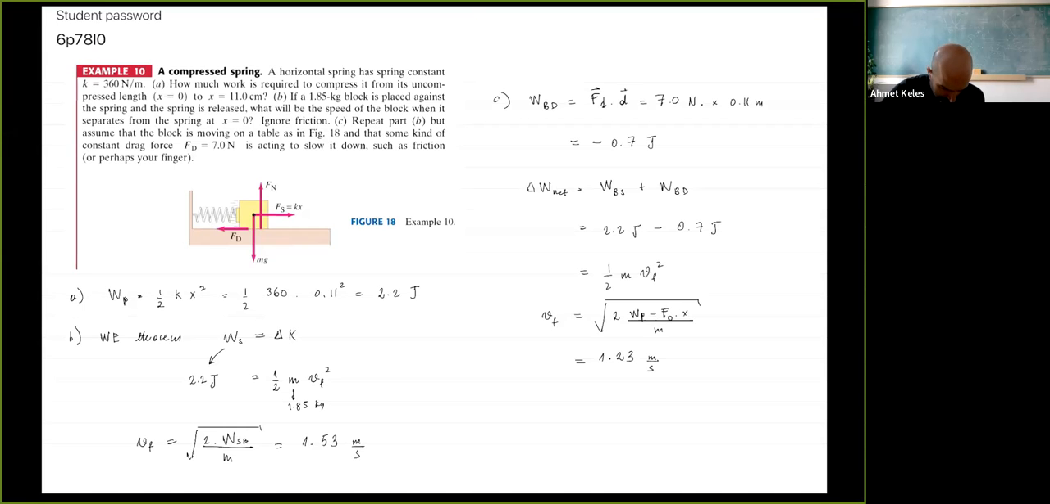And we look at these two numbers. This is 1.23, this is 1.53. That makes sense. So we have smaller velocity due to friction, as expected.